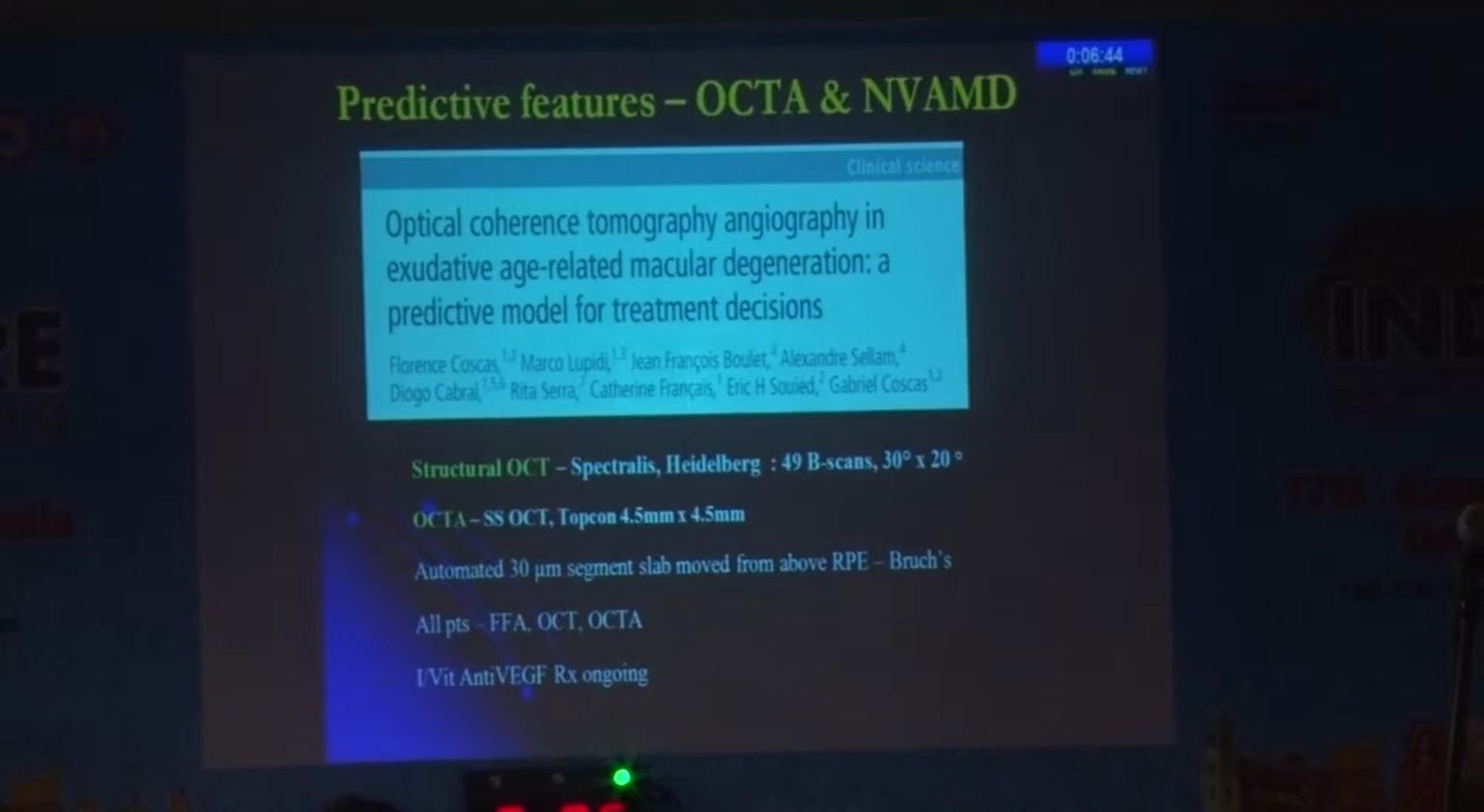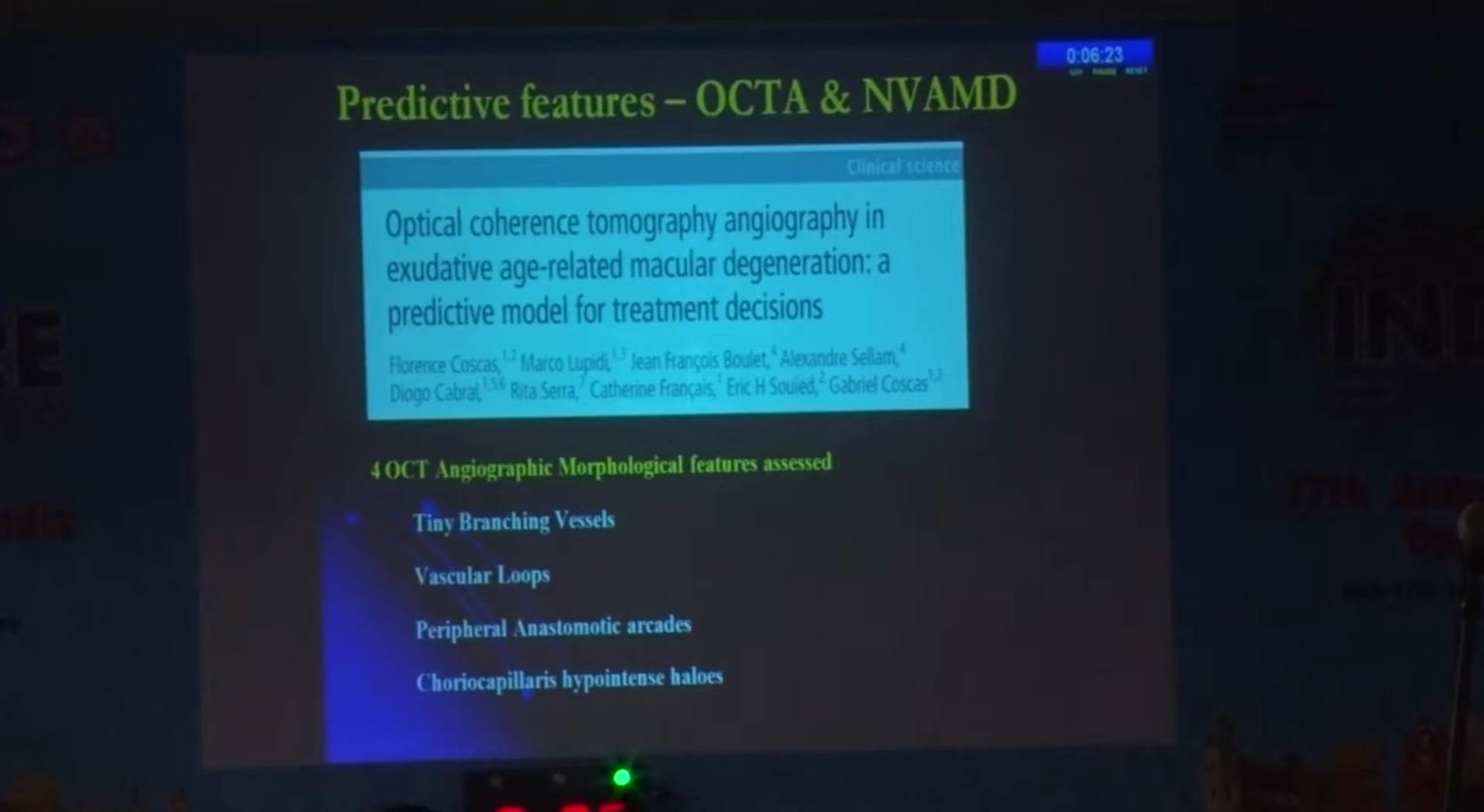The structural OCT they used was a Spectralis system. The OCTA was the swept source OCT on the Topcon Triton system. They used automated 30 micron segment slabs, which they moved manually from the RPE to Bruch's. All patients had the conventional fluorescein angiography imaging and OCT angiography, and all were obviously on anti-VEGF treatment.